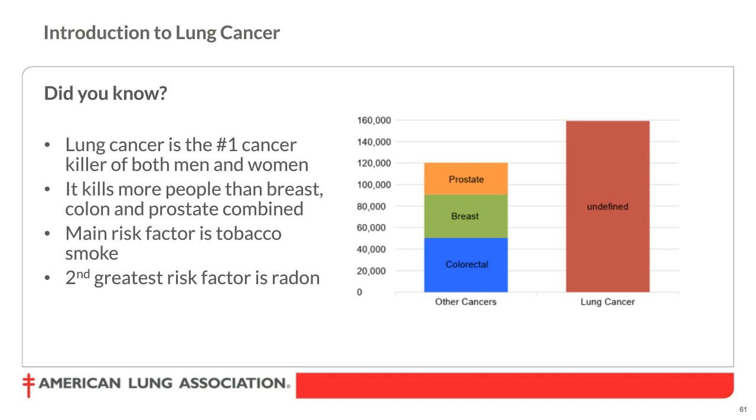Did you know lung cancer is the number one cancer killer of both men and women? It kills more people than breast, colon, and prostate cancer combined. The main risk factor of lung cancer is tobacco smoke, but it also can be caused by an invisible gas called radon and certain types of air pollution. In some cases, we don't know what actually causes lung cancer in a person.